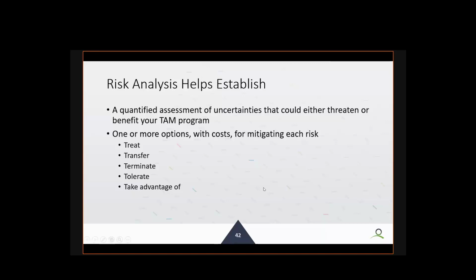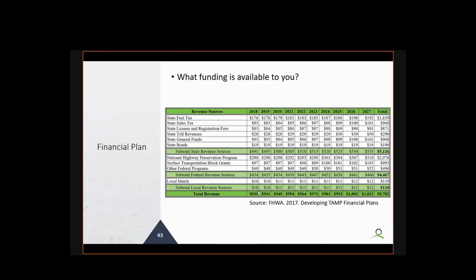Tolerate, that's just saying we're going to accept this risk and we'll see what happens. But maybe you need some type of funding set aside in case that risk actually comes into fruition. And then taking advantage of, that has to do with opportunities. So the things you can do now, are there expenditures you want to make now to set yourself up to take advantage of a potential opportunity or a positive uncertainty. Those are the types of costs for each of those activities that need to be factored into your investment strategy. Next slide.